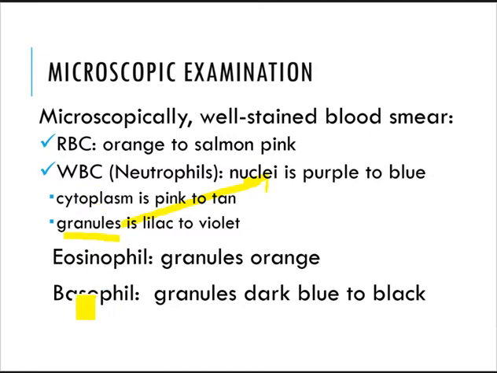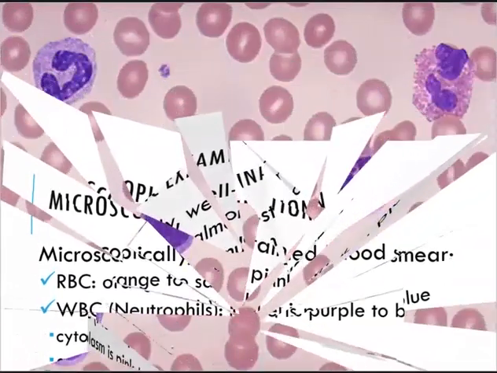So we also have your WBC eosinophil, whose granules are orange, while your basophil, which is not usually common, has granules that can range from dark blue to black. So yeah, I do hope you can carry on. I think it's a bit of information overload, but guys, please stay with me.